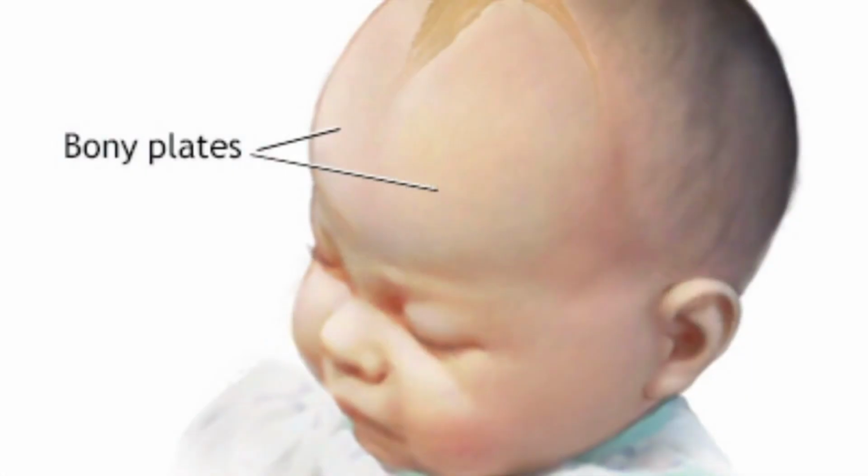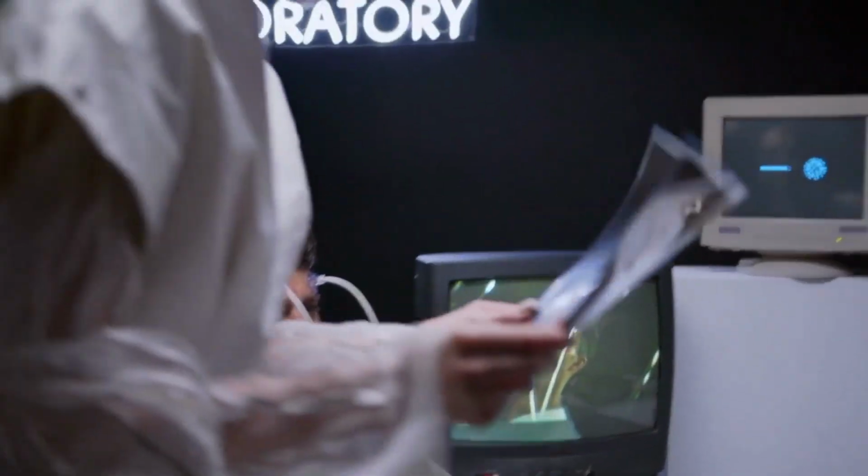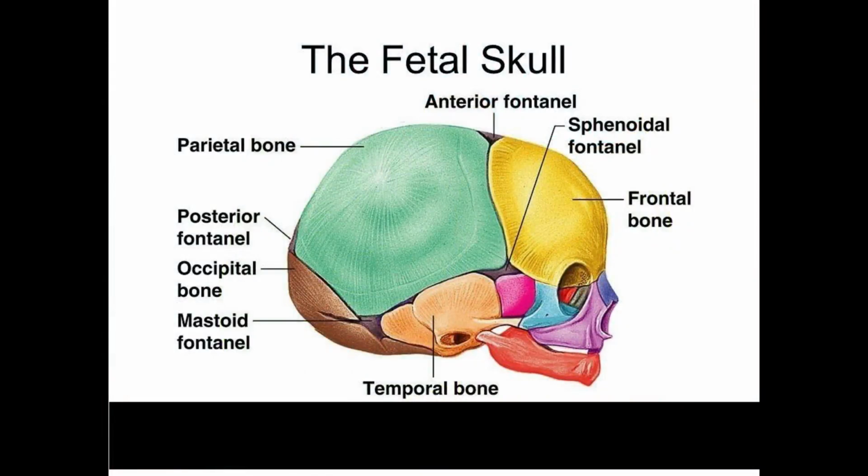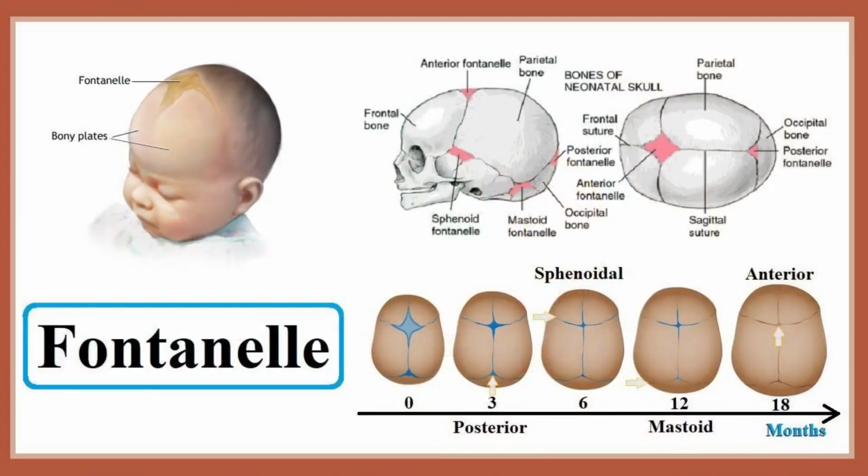The fontanelles. At birth, the skull is not fully formed, and there are soft spots called fontanelles where the cranial bones have not yet fused. These fontanelles allow for some flexibility during childbirth and provide room for the developing brain. Over time, the fontanelles close as the cranial bones grow and fuse together.